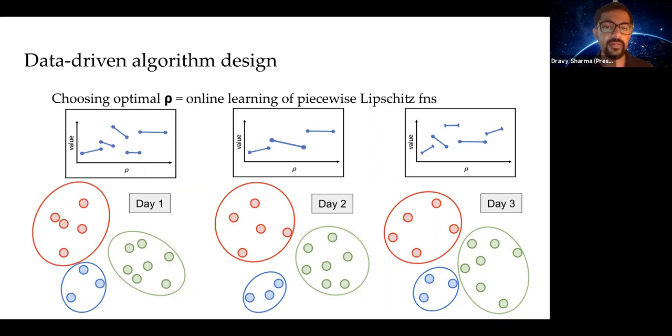So on day one you receive the first clustering problem. On day two another problem with a slightly different variation of the algorithm with the parameters, and so on. And you want to learn the value of the parameter which, in hindsight, got you the best performance on average across all the instances, right? So that's the goal.